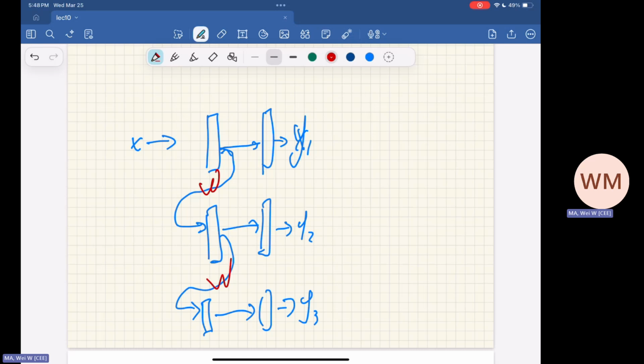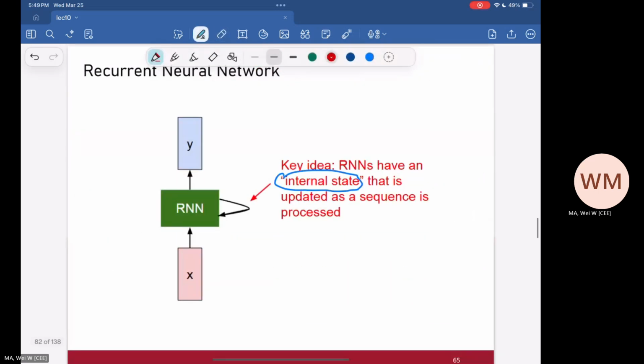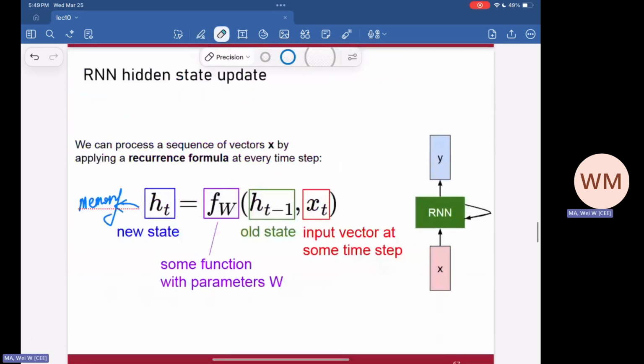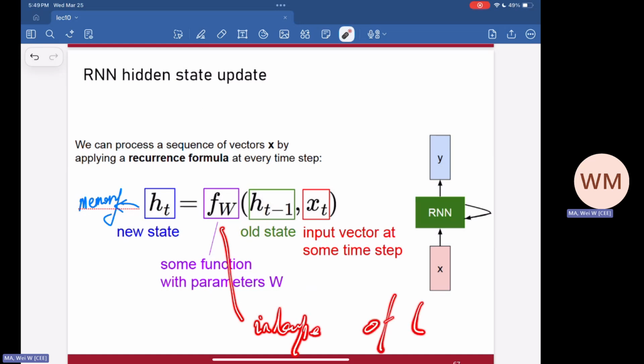So I can make it different, right? I can also make it the same. The same means that I assume the updating mechanism is constant. I'm using the same updating mechanism all the time. So here you can see that this F_W is not related to T. It's independent of T. So no matter which time step you are at, we are using the same updating function.